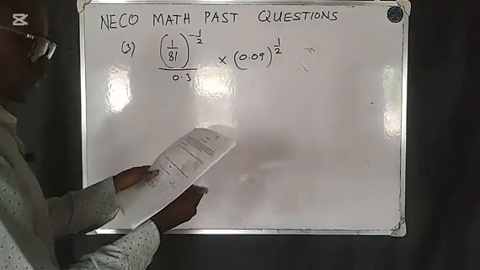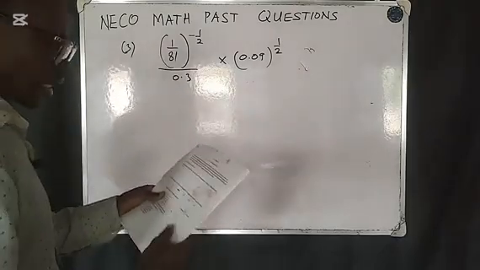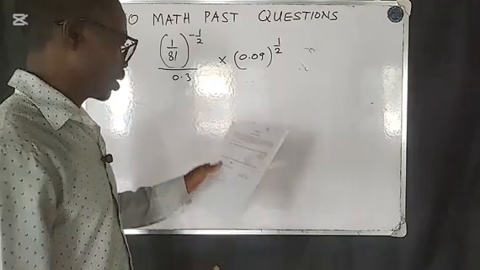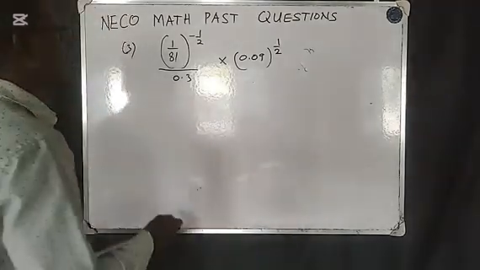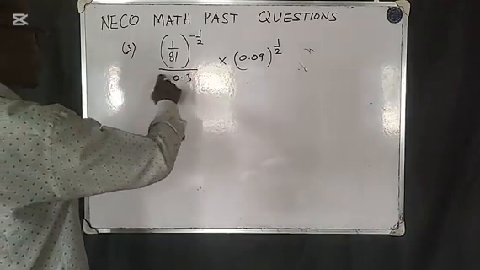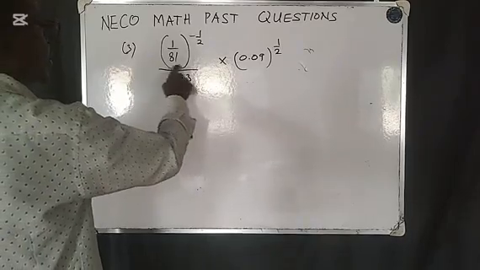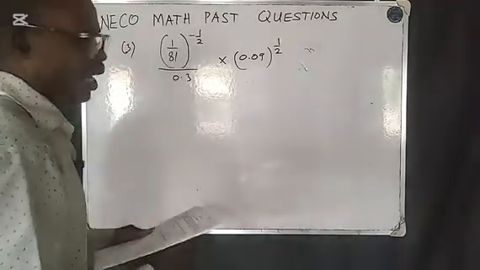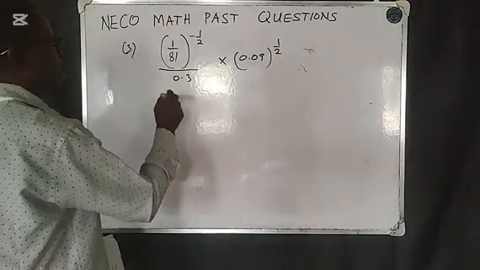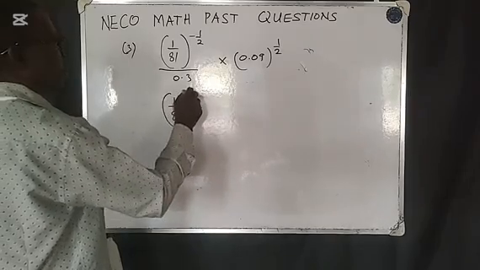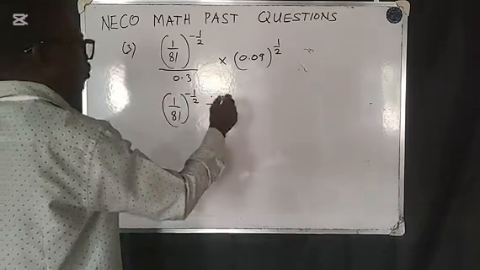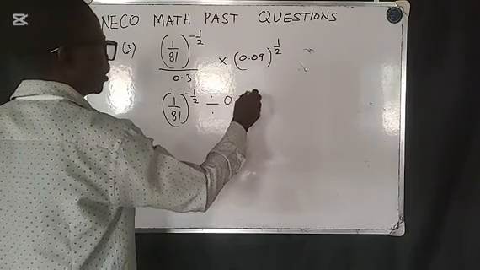This question is taken from indices, and we are told to evaluate. To evaluate this, let's change this dividing line to a division sign. So let's express it this way. This line is now changed to a division sign. So we have this. Then we have this.